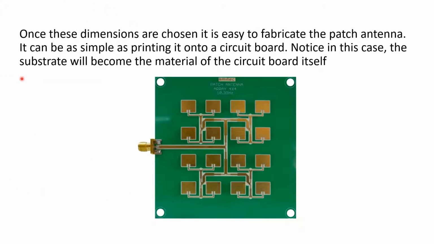Once these dimensions are chosen, it is easy to fabricate the patch antenna. These patch antennas are quite easy to just print onto a circuit board. So notice in this case, the substrate will become the material of the circuit board itself, seen here, as this is a patch antenna array using square patches, whereas ours, we will be using H antennas. It's just shown here to give an example.